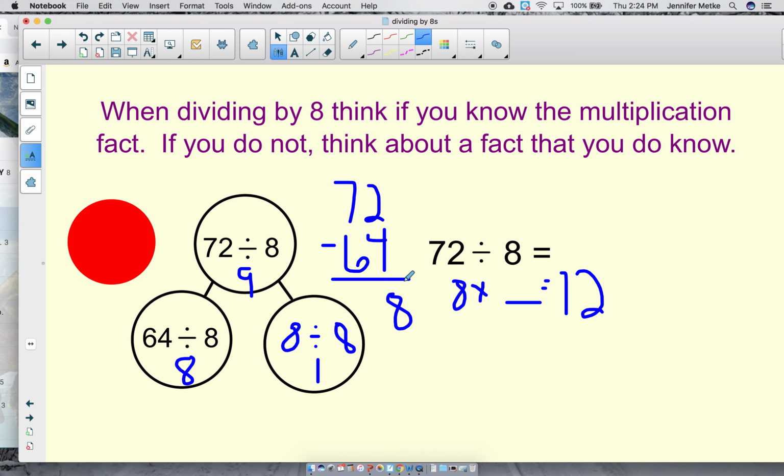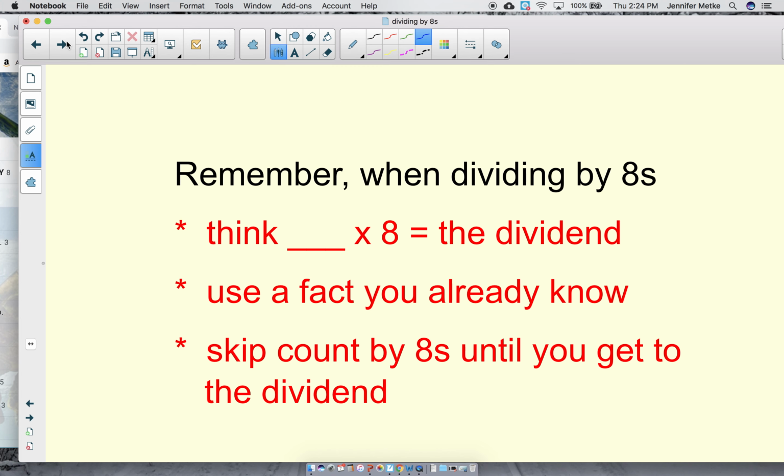And the awesome thing about this strategy is it applies to any number. Like we could divide numbers in the hundreds by 8. You could chunk it out like we've been doing, and you could come up with an answer fairly quickly. So remember, when dividing by 8s, you're going to think multiplication. Think what times 8 equals that dividend. If that doesn't work, you're going to use a fact you already know, chunk that out, and then your last strategy, which you can rely on, which would probably be the least efficient, is that you could always skip count by 8s until you get to the dividend.